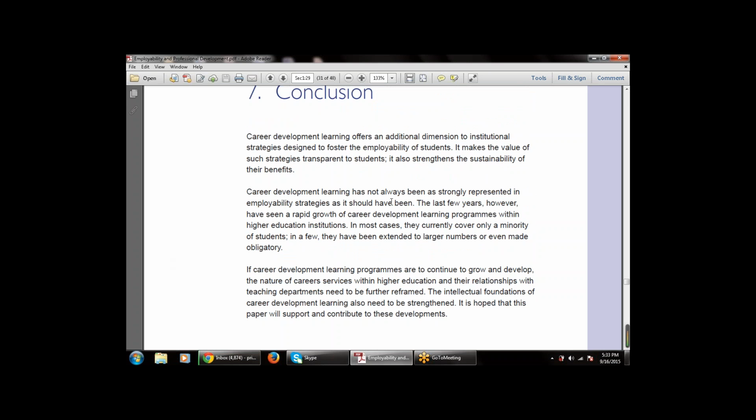So this is the overall conclusion of career development learning and the process of how to develop a career. The career development learning and strategies are also used with higher education, with the employability of the student, the professionalism of the student, and so on.